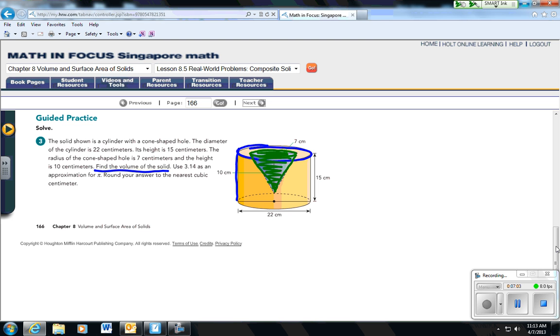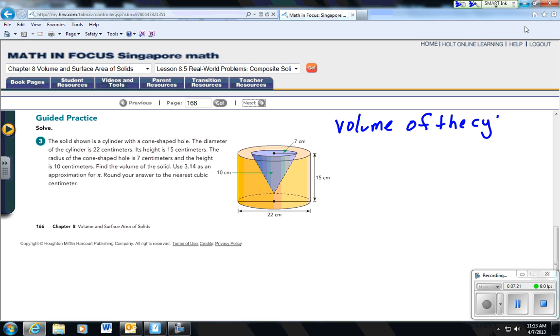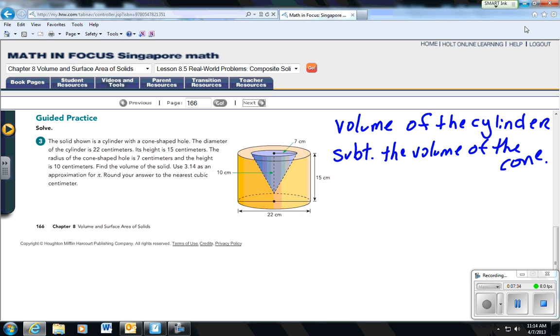So if we're dealing with volume, we're talking about the inside of that cylinder, and we have an opening in the shape of a cone. So we have to come up with a strategy. How are we going to solve this problem? Well, the strategy would be to find the volume of the cylinder and subtract the volume of the cone. That's it. Find the volume of the cylinder, find the volume of the cone, and then you're subtracting that volume of the cone from the volume of the cylinder.